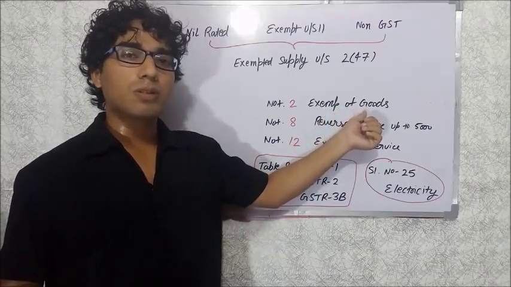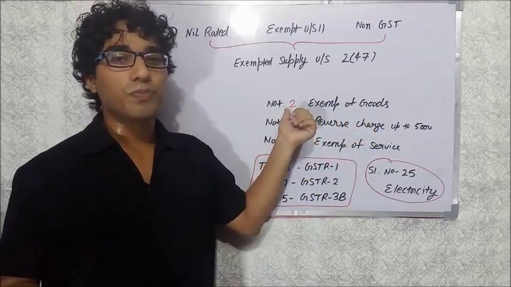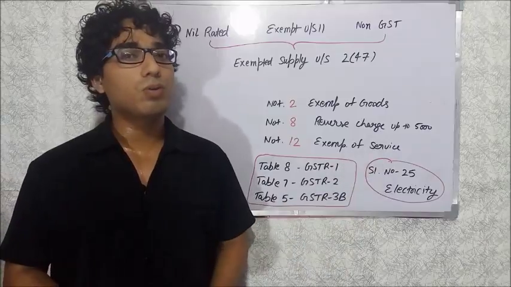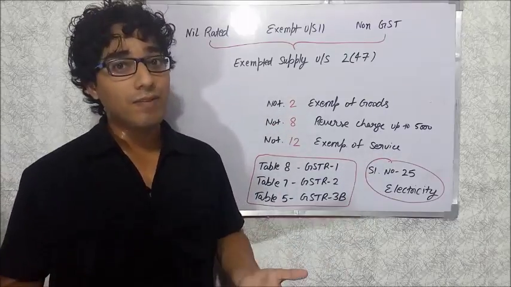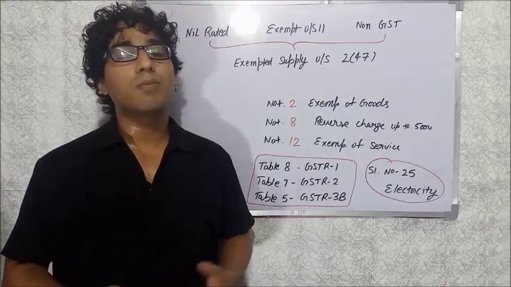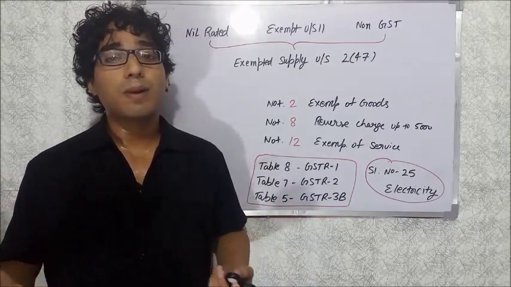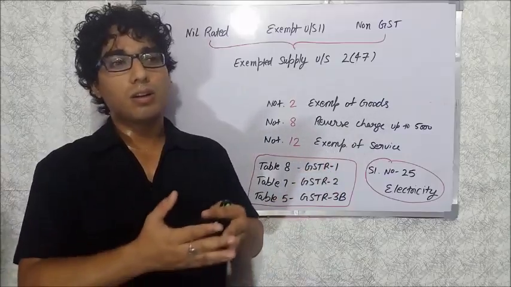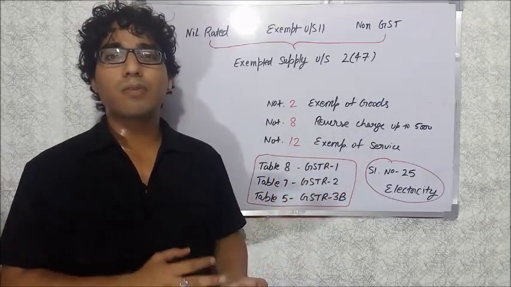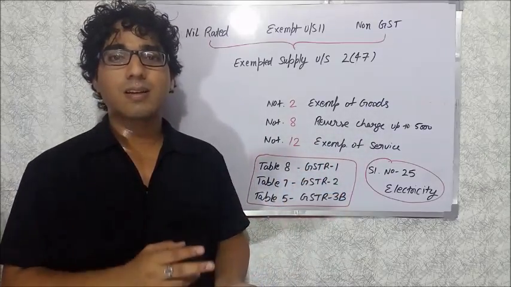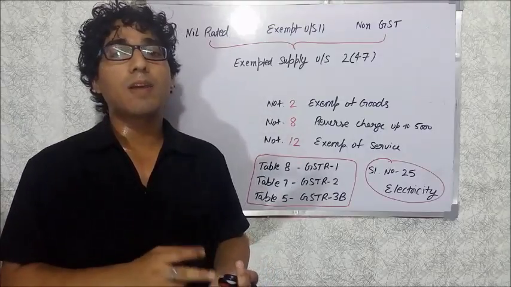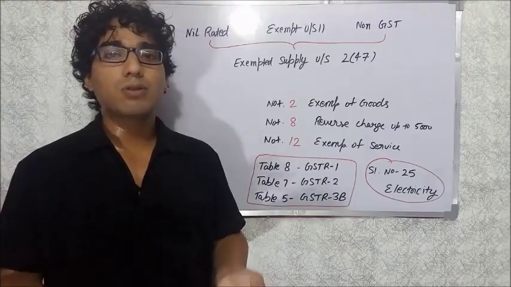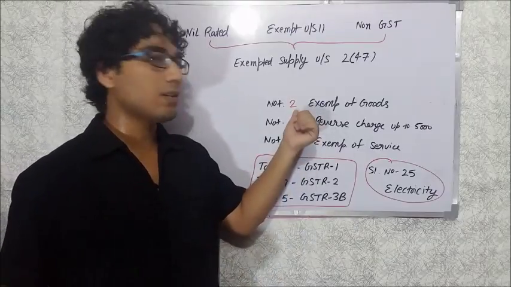So exemption of goods is given under notification number 2. If you check out notification number 2, then the opening wording is like that: in exercise of the power given under section 11, the government hereby exempts some goods in the public interest. So they listed out a long list. The list is like wheat, then pulses, and then besan, maida, flour, atta. So that is the list of items which is given under notification number 2.